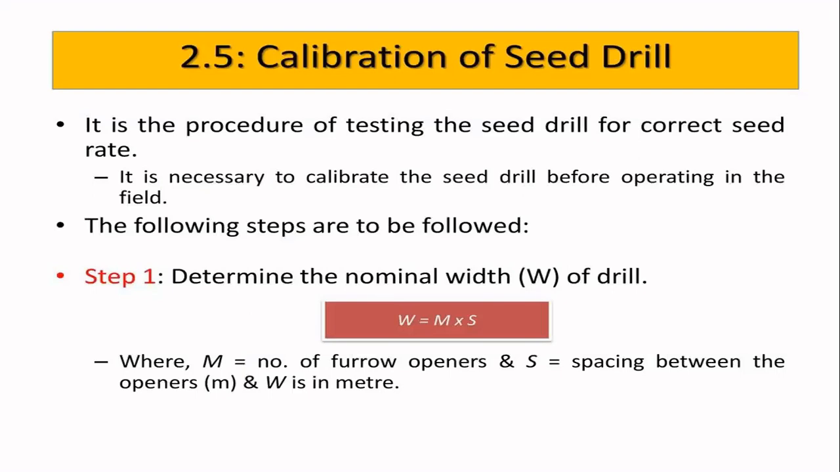What are the parameters? The calibration is the procedure to test the seed drill for the correct seed rate. The seed drill is the machine, called a seeder. Seed rate means how many kilograms of seed for a particular land area, which should be per hectare.